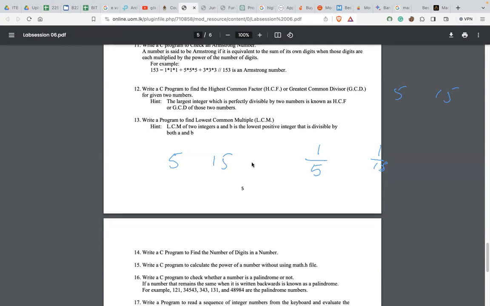Okay, now we have to find the common multiple. That means both numbers should be divisible by that number. For example, let's say 5. If you take 5, 5 can be divided by 5. Yes. And if you take 15, can 5 be divided by 15? No, it cannot be divisible. Always, you can identify the least common multiple should be greater than or equal to the maximum value.